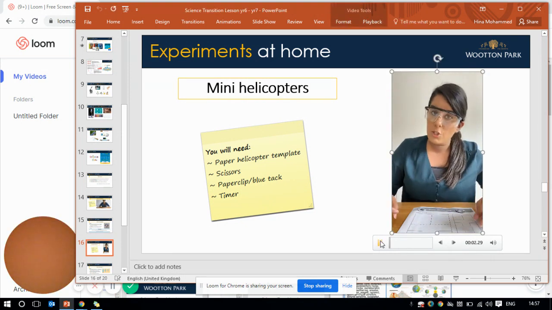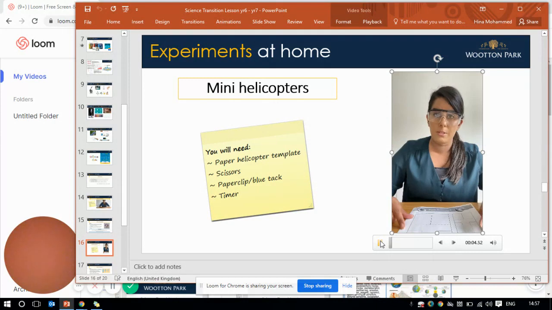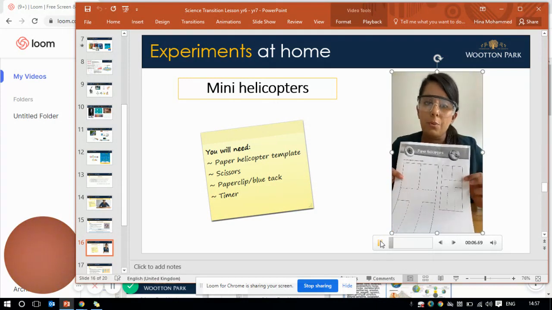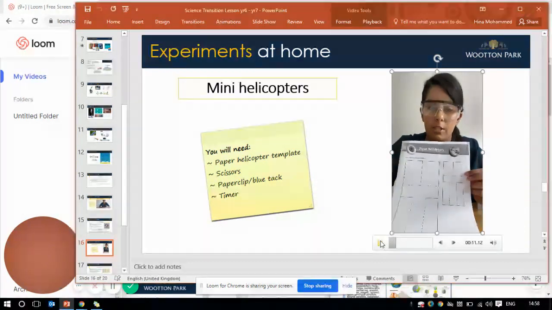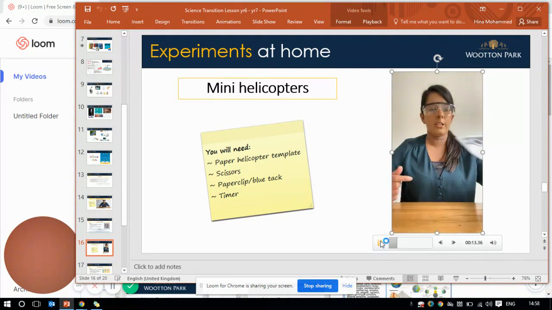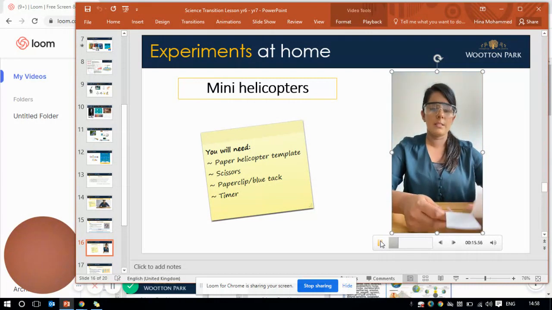Mini helicopters. Now you should have the template to the mini helicopters given to you. If you're unable to print it, you can have a go at drawing the rectangular shape with the lines using the help of a grown-up. Once you've got that, you can cut out your mini helicopters.